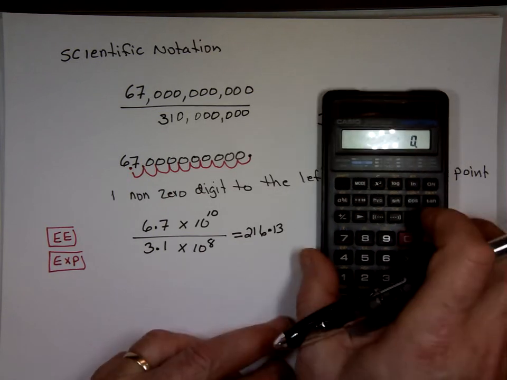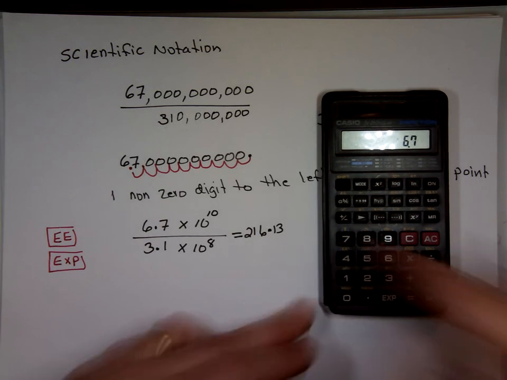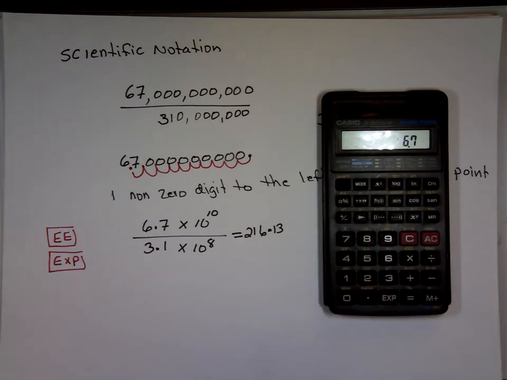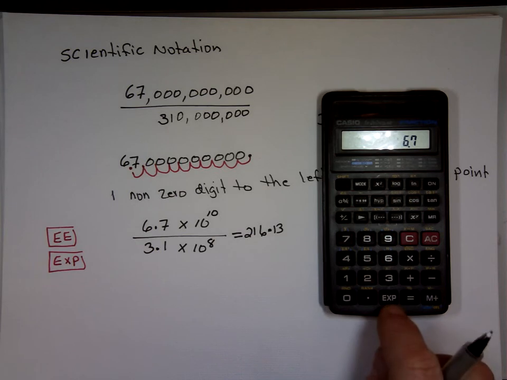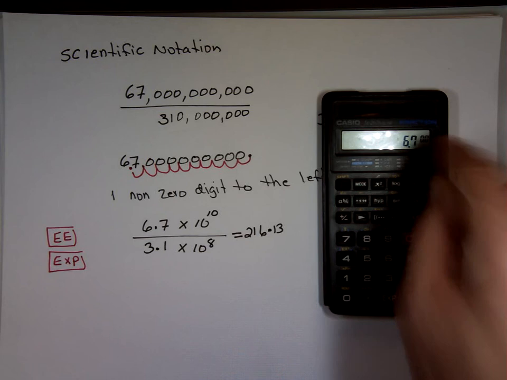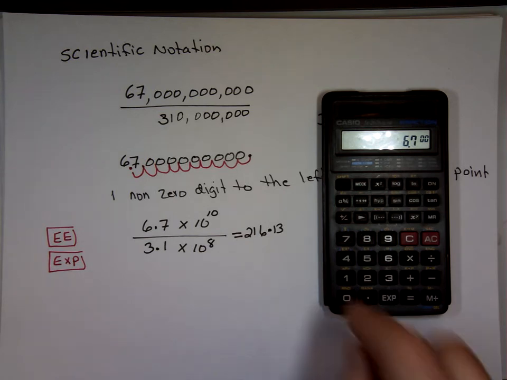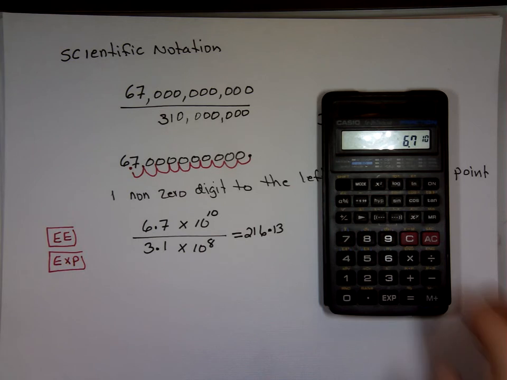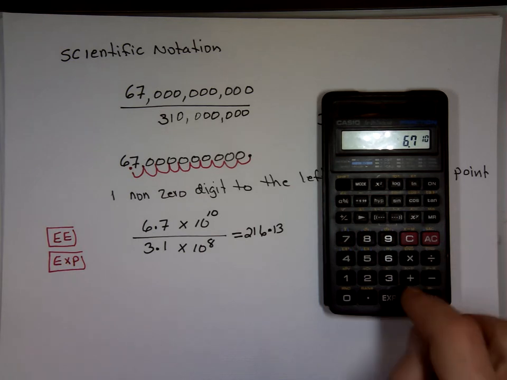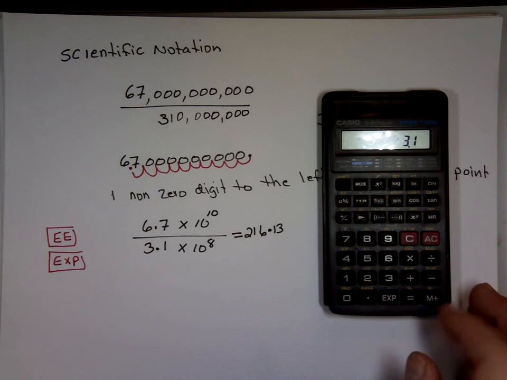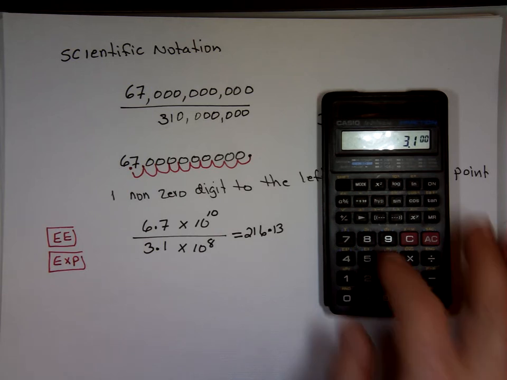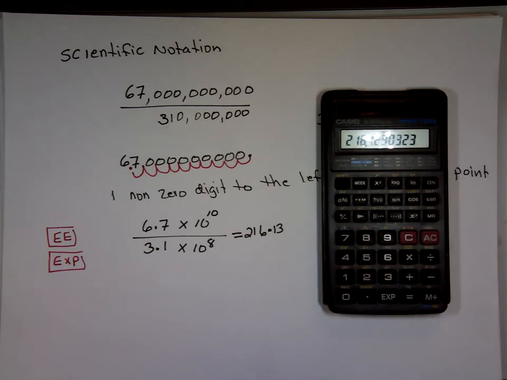6.7, I gotta find the, this does not have EE, but it has EXP. Can you see the EXP in the bottom? I go EXP. It does it a little bit differently. It doesn't put E there, it just puts the little two numbers on the top. 10. That's 6.7 times 10 to the 10, divided by 3.1, the power of 8, equals 216.13. Yep. So we can do any big number, any small number.